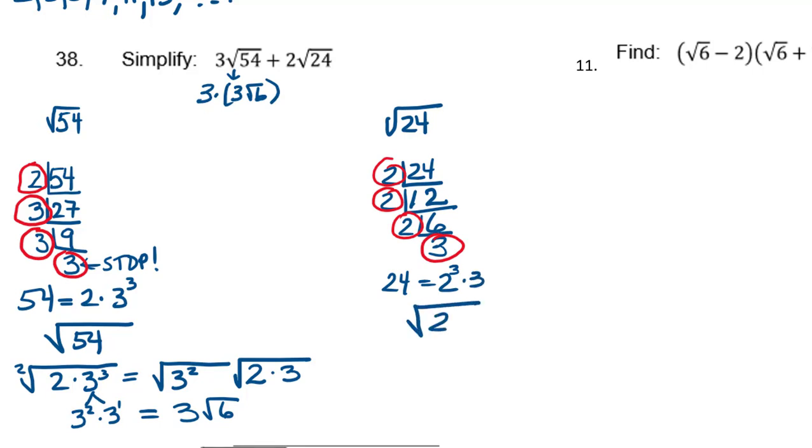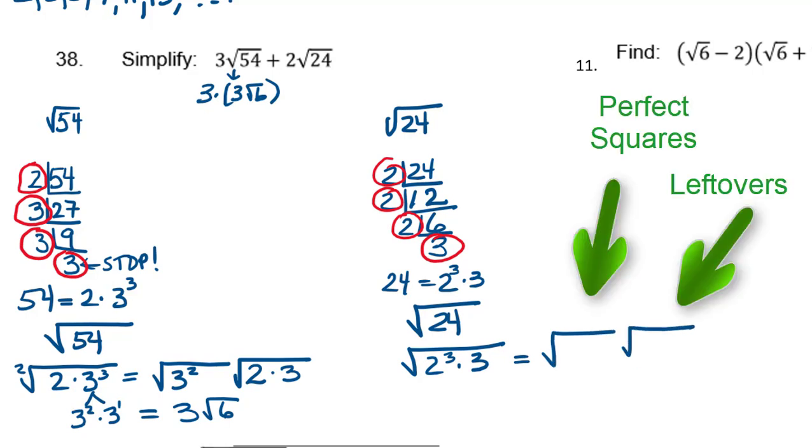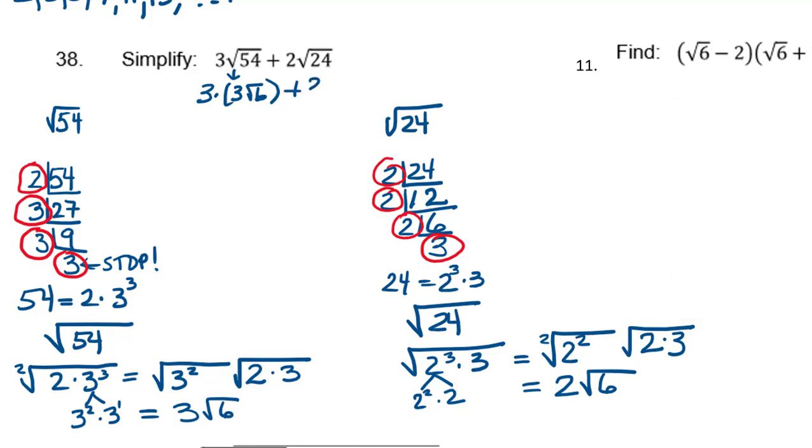So when we find the square root of 24, that's the same as finding the square root of 2 cubed times 3, which will break up into our perfect squares and our leftovers. So 2 to the third is not a perfect square because it has an odd exponent, but we can break it apart into 2 squared times 2. Break off a factor of 2 and we're left with 2 squared, which is a perfect square, and 2, which goes in the leftovers. 3 is also going to go in the leftovers. Square root of 2 squared, the exponent divided by the index is 1, so we just get a 2, times the square root of 2 times 3, which is root 6. So in our original problem, 2 root 24 would be the same as 2 times 2 root 6.